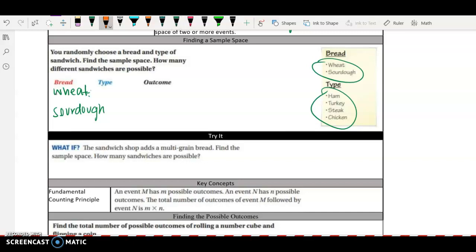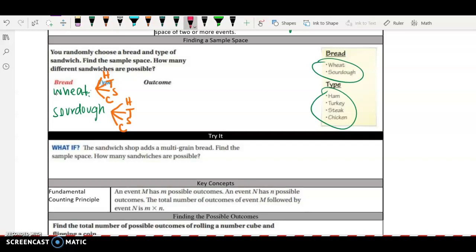Now I'm going to make little branches for each one. So I have wheat, I can have ham, I can have turkey, I can have steak, or I can have chicken. And then with the sourdough, I can have ham, I can have turkey, I can have steak, or I can have chicken.